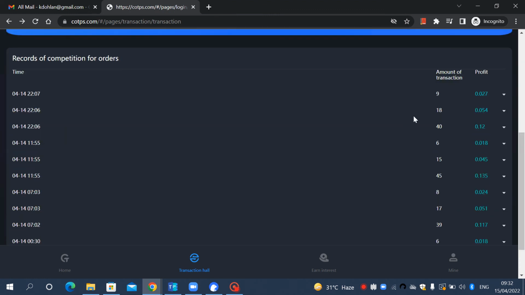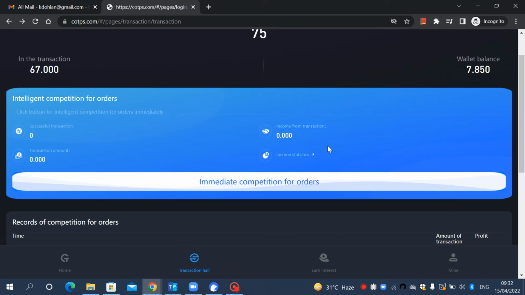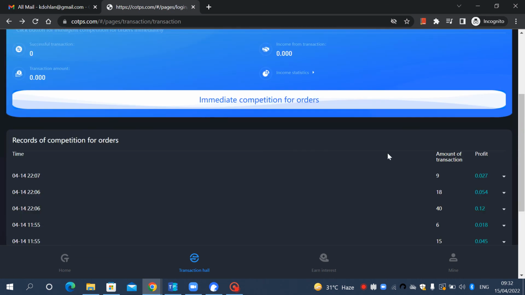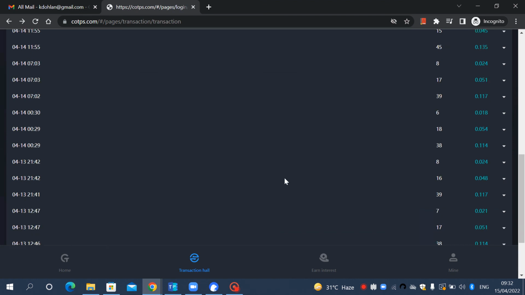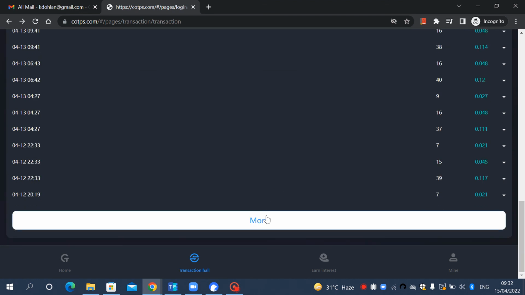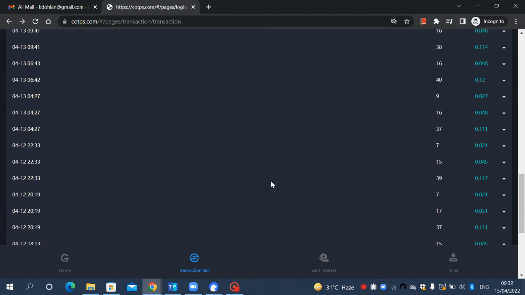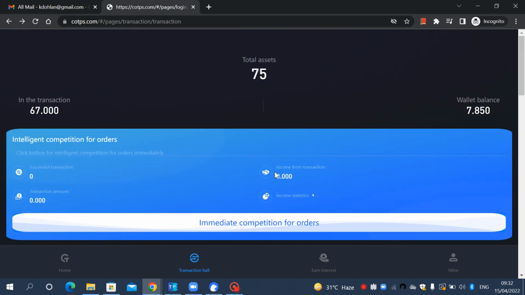See, this is my profit I'm taking. After every 2 hours, I'm placing the orders and I'm taking the profit. See, I'm taking the profit after every 2 hours. This is a very simple and sober, user friendly app to use. You just need to put up the capital and start selling your orders, or click on this immediate competition for order, and your capital will start earning for you.